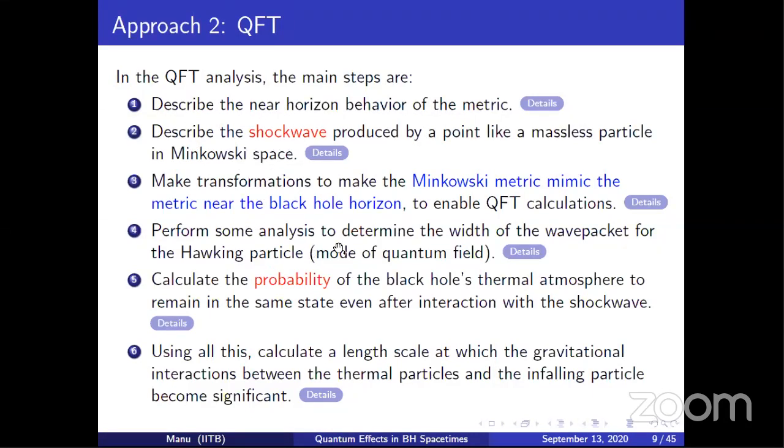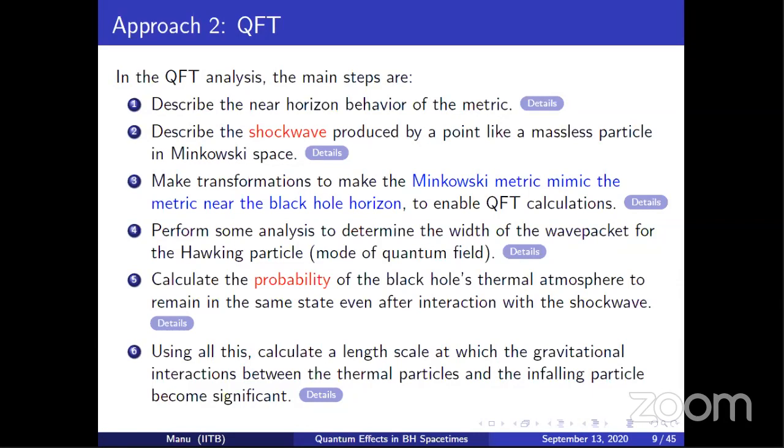The next step is we try to calculate the quantum state of the thermal particle, the Hawking particle. And then we calculate the probability. What happens is we calculate the state before the thermal particle interacts with this shock wave. And then we calculate the state after interaction with the shock wave. Then we take the overlap of the two states and calculate the probability that the thermal particle remains in the same state even after interaction with the shock wave.